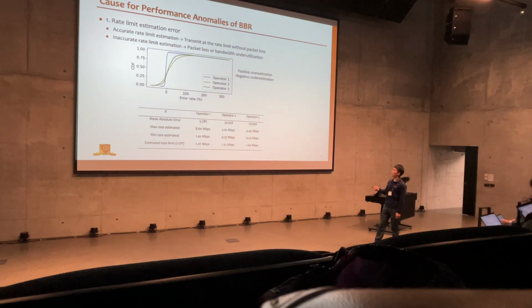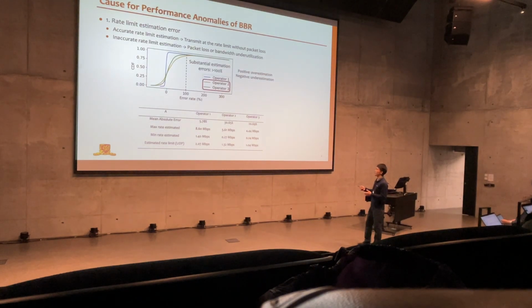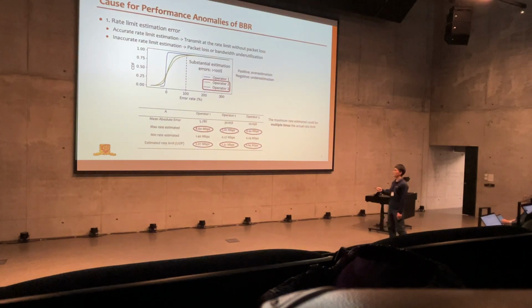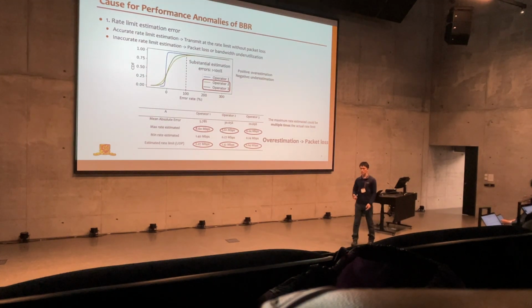Let's see this figure. It shows the CDF curve of the error rate of the estimated rate limit. We can see, especially for operator 2 and operator 3, it can have a substantial estimation error, sometimes larger than 100%. And you can see the maximum estimated rate limit can be many times the real rate limit. We know that overestimation can make the sender send too many packets, so the rate limiter drops the packets, which leads to high packet loss.